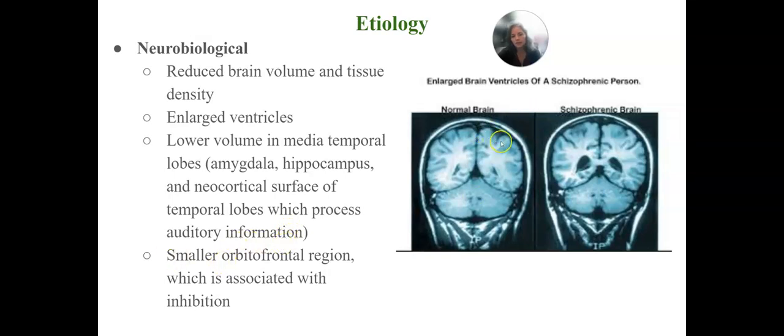They also have smaller orbital frontal regions, which aren't visible in this particular side of the brain. What you're seeing is the back side of the brain. And so the front side of the brain is where you're going to see this region, which is associated with inhibition, where we can control our thoughts, our movements, our actions, our speech more effectively, and that might be impaired.